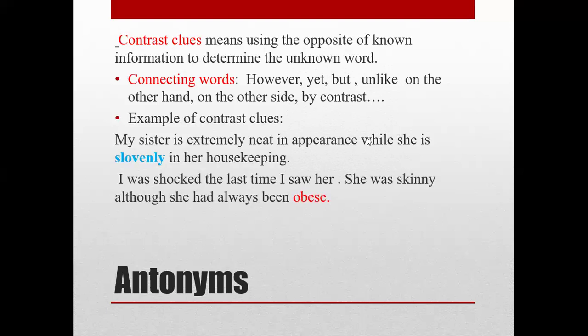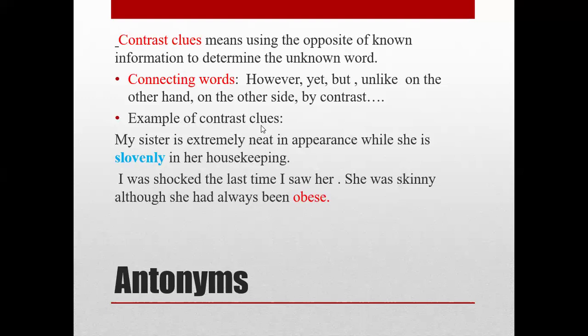While is a turning point here. This is a transition referring to contrast. While she's slovenly in her housekeeping, it means that despite the fact that she looks tidy and neat and elegant, at home, she's not. She's messy and untidy. How could we know? Because this is the opposite of the word neat. For sure, if we don't know what neat means, we won't understand the sentence.